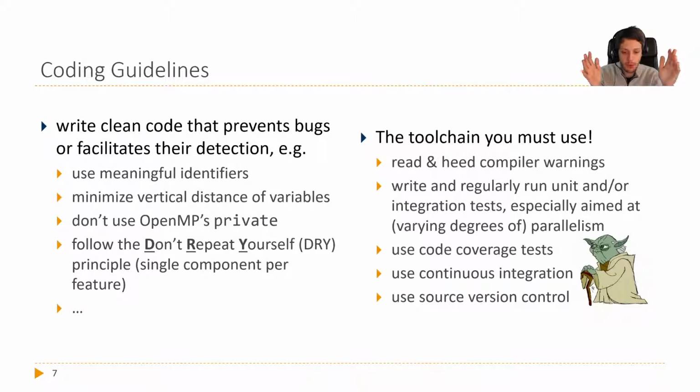First of all, as Yoda tells us here, you should read and heed compiler warnings. Try to compile with -Wall enabled, with -Wextra enabled, with -pedantic if you can afford it, and really try to pay attention to every compiler warning, because most of the time there's a very good reason the compiler tells you that something might be used in an uninitialized context or something. This is very bad, ignoring those.